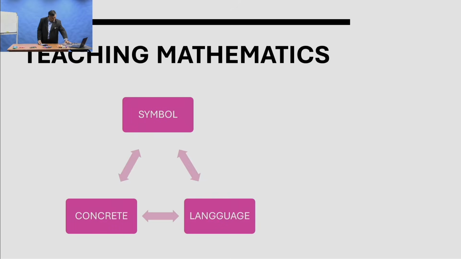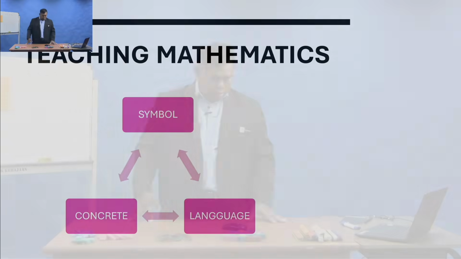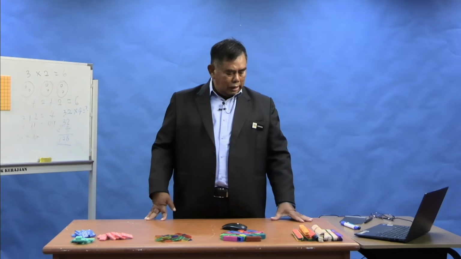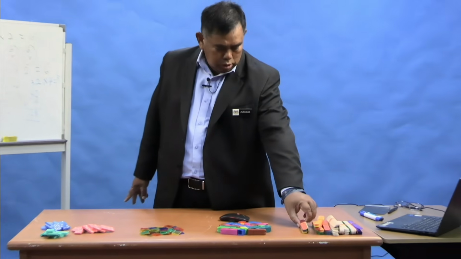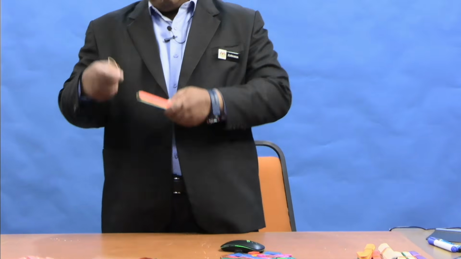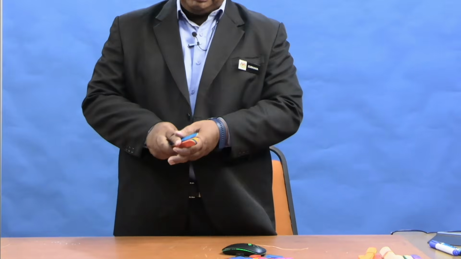So we go to the next, teaching mathematics. Actually, in teaching mathematics we have three things to focus on. The first one is the concrete, the second one is the symbol, and the third one is the language. I have brought a few counting objects, which are concrete materials. I have here an ice cream stick.